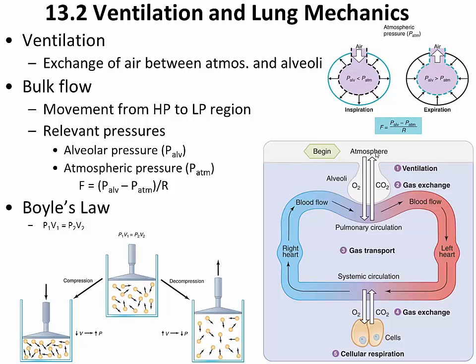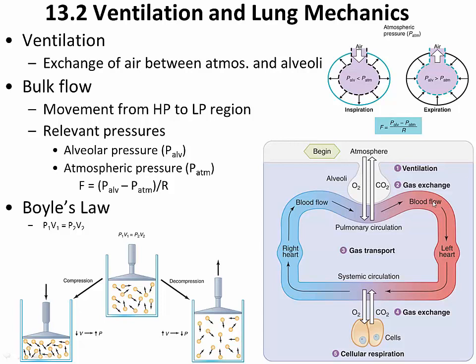We use the term ventilation to refer to the exchange of air between the atmosphere and the alveoli. If we look at our diagram in the lower right-hand side of our screen, we see atmospheric air making its way down into the alveoli. Step number one, we see gas exchange occurring via diffusion, as we've mentioned, between the air that's found in the alveoli and the blood that is in the alveolar capillaries.